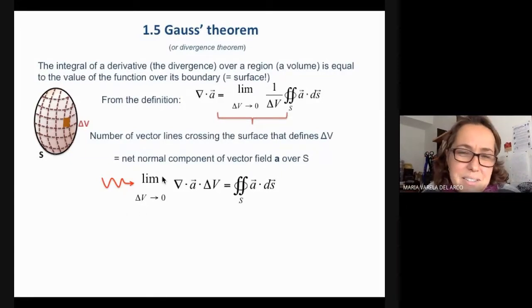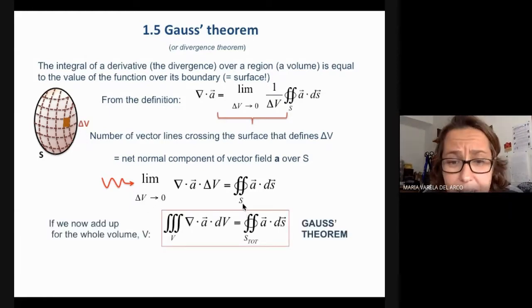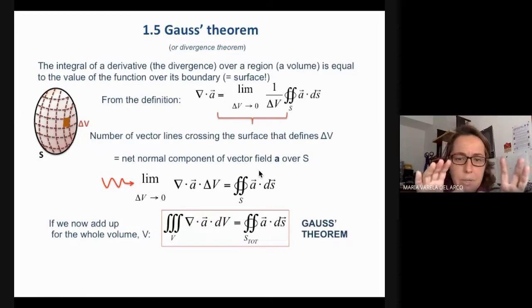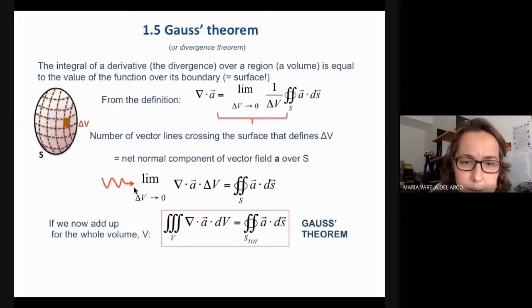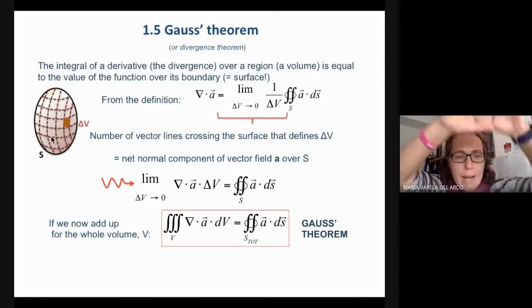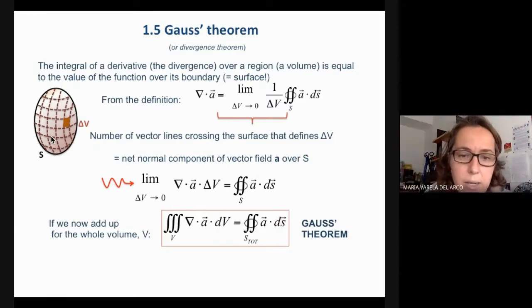But it's actually not too bad from the mathematical standpoint, because I'm still taking the limit when this thing is very tiny. And I'm still talking about the surface S that defines my little delta V, right? If I do this, and now, after doing that, I actually sum these contributions for every little volume in my object, this one, this one, this one, I just go over my whole V, okay? In other words, I do the triple integral extended over the whole volume of what's here.